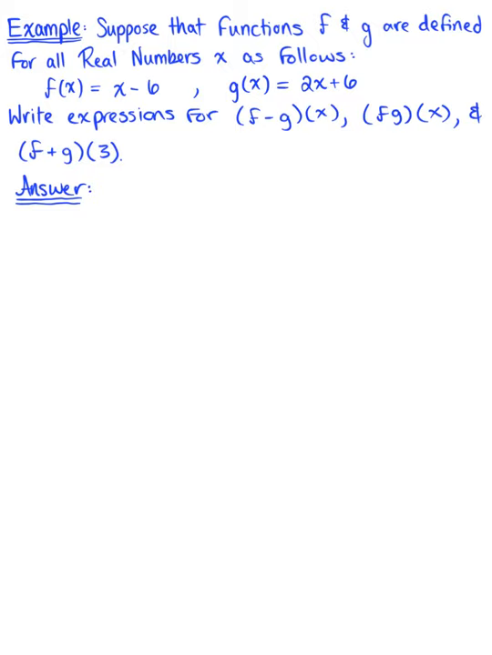So here we go. We'll say part 1. We want to write an expression for f minus g of x. So the first thing that we're going to do here is apply the subtraction definition. So we can rewrite this as f of x minus g of x. Beautiful! So now that we've separated this subtraction operation, we can plug in our given functions.